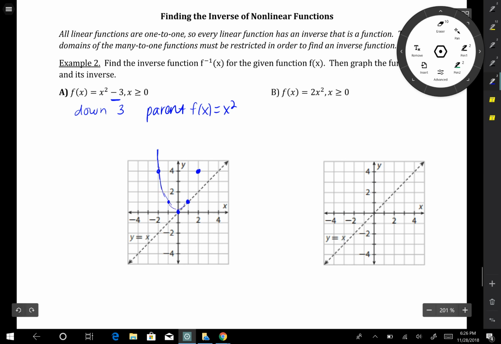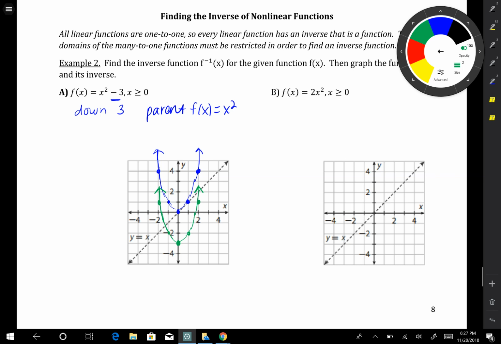So if we shift this down 3 units, my vertex is going to be at 0, negative 3. And from there, I can just count right 1 up 1, right 2 up 4, left 1 up 1, left 2 up 4. Okay, so that would be down 3. However, that graph in its original state would not have an inverse because that's many-to-one. So it tells us to restrict the domain for x values greater than or equal to 0.